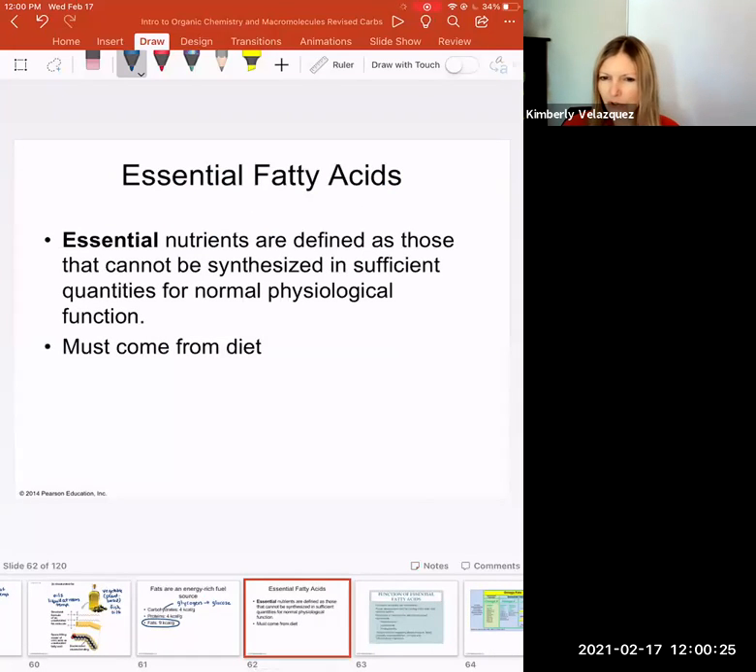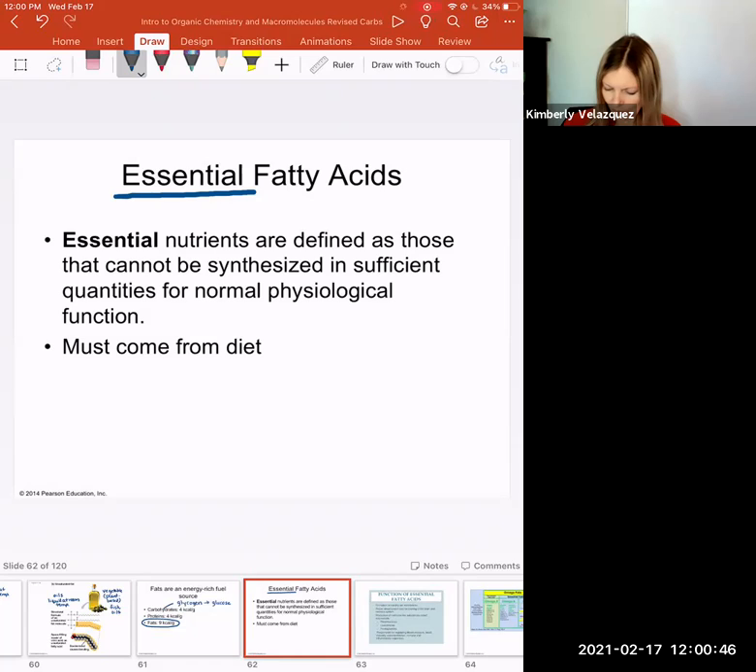We have what are called essential fatty acids. If something's called essential, that means you must get it from your diet. Your body can't make those molecules. So you're going to see when we talk about proteins, we have essential amino acids. These are essential fatty acids. You have to have these for normal physiological function, and they must come from your diet.